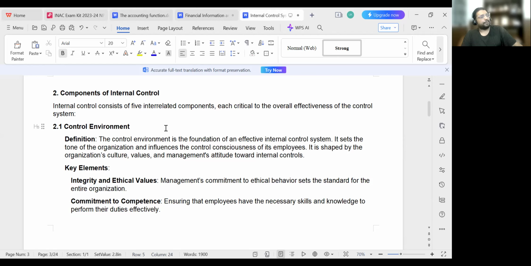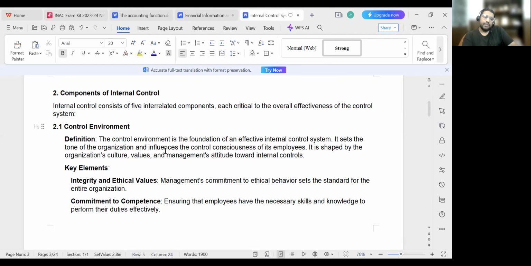If mostly no one is following the regulations or procedures, it means you don't have the culture or the environment. How can you create the environment of internal control in your organization? You can do it by training your employees, by making sure that all employees know the importance of internal control systems and everything, right?